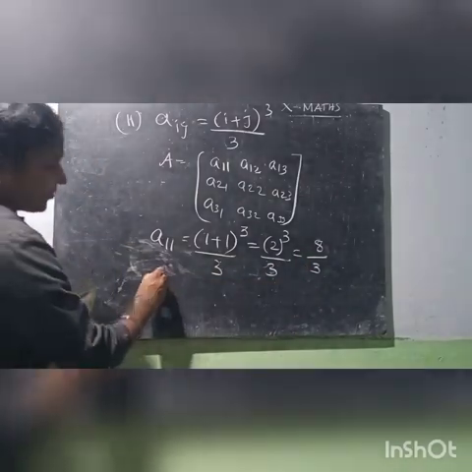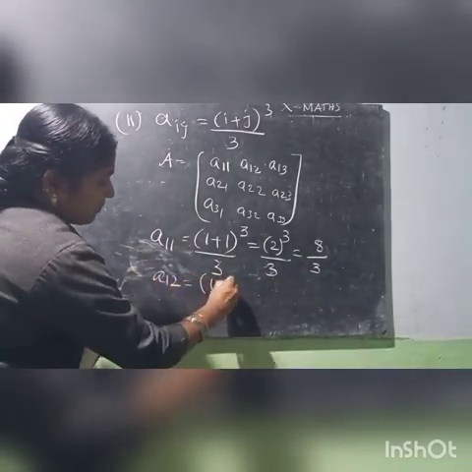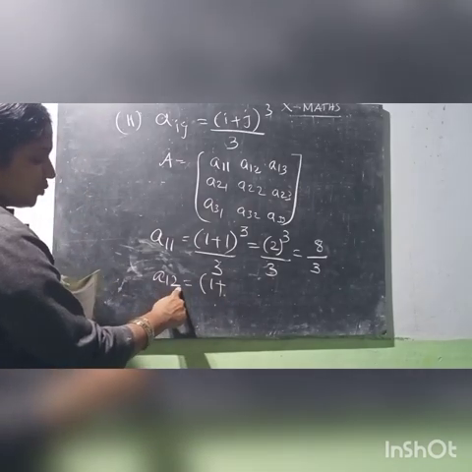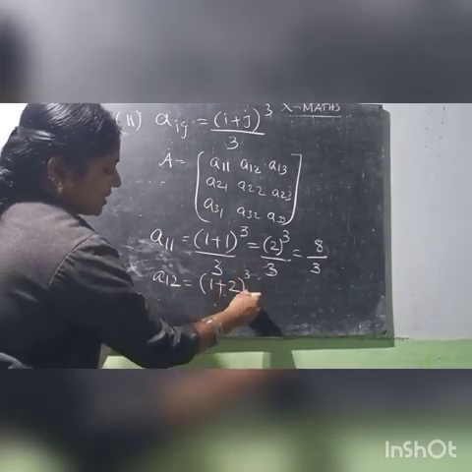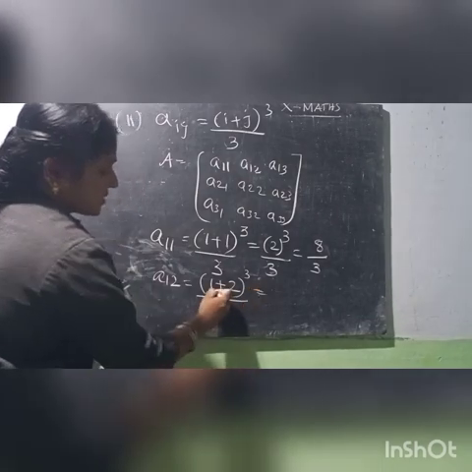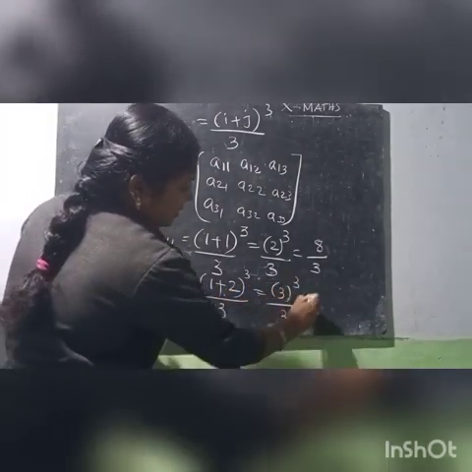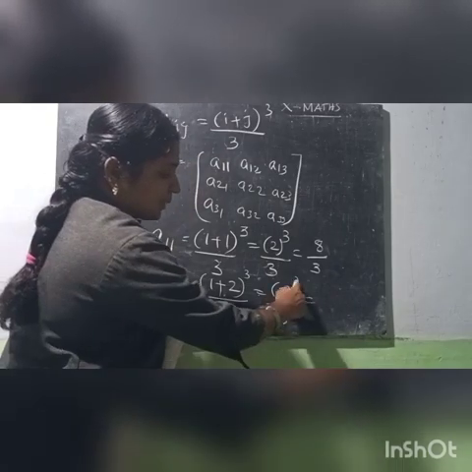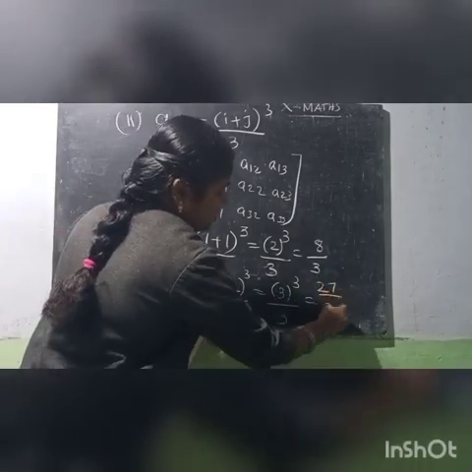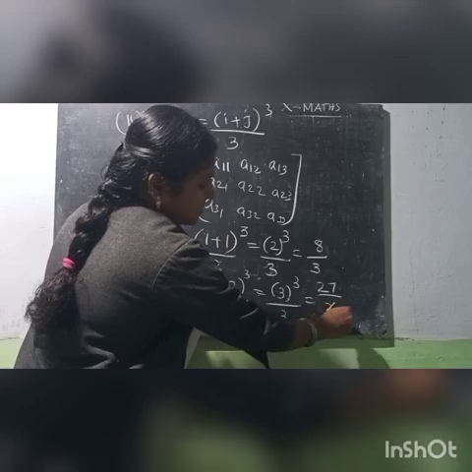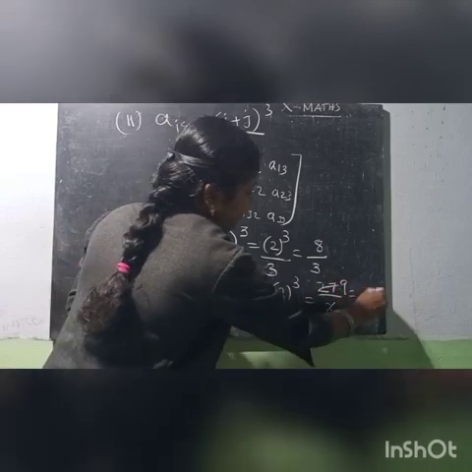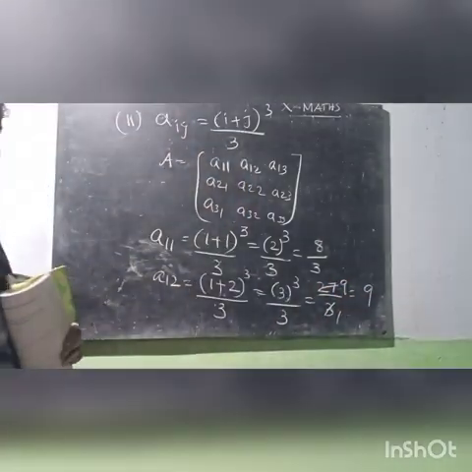Then next A12. So i value 1, j value is 2. (1 plus 2) power 3 divided by 3. So 1 plus 2 is 3. So 3 to the power 3 divided by 3. We know 3 power 3 value is 27 divided by 3. Then we can cancel by the 3 table: 1 time, 9 times. So the next element is 9.